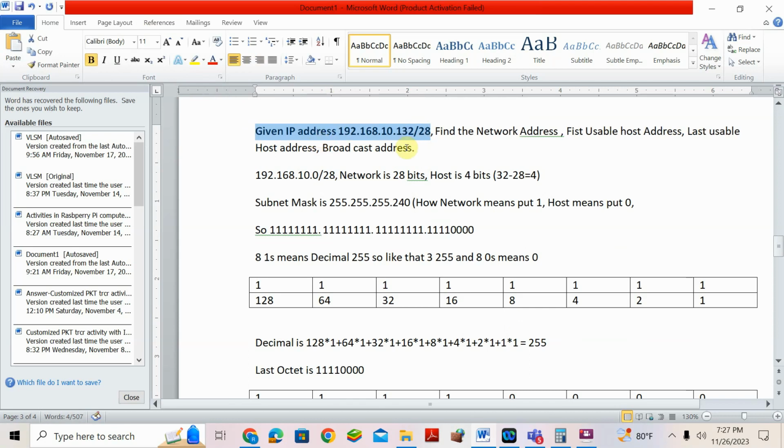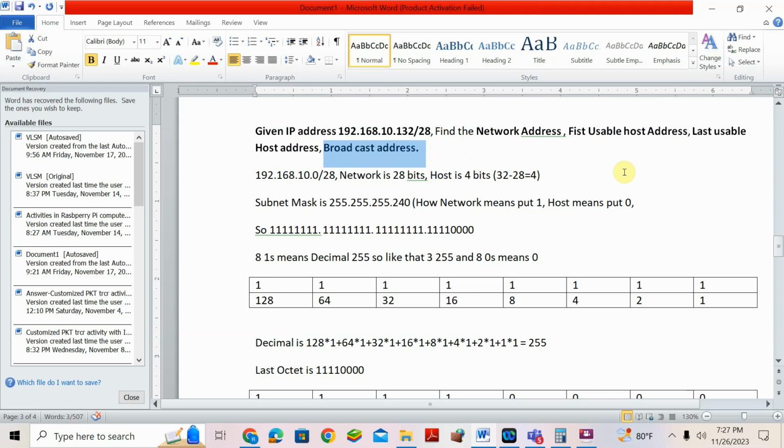Given IP address 192.168.10.132/28, you have to find the network address, the first usable host address, that is the first IP, the last usable address, that is the last IP, and the broadcast address. You have to find these three.